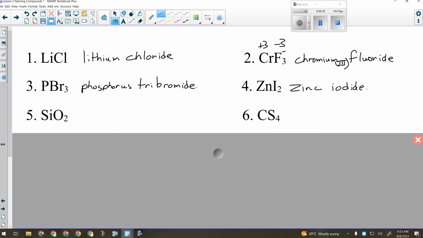Number 5, ionic or molecular? Molecular, okay, they're both nonmetals, so silicon doesn't get a prefix because there's only one. What prefix goes on oxide? Di. And then number 6, ionic or molecular? Molecular, okay, carbon is a non-metal, right, so this is going to be carbon tetrasulfide.